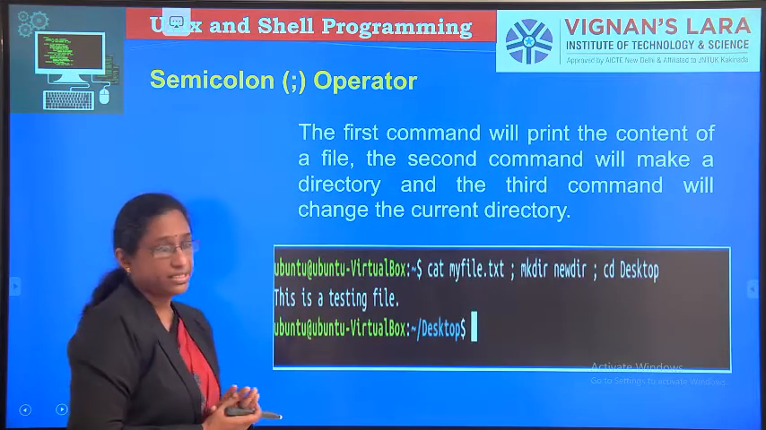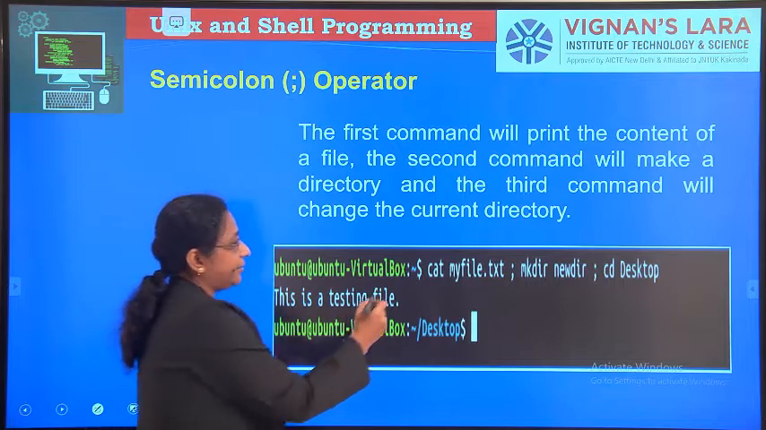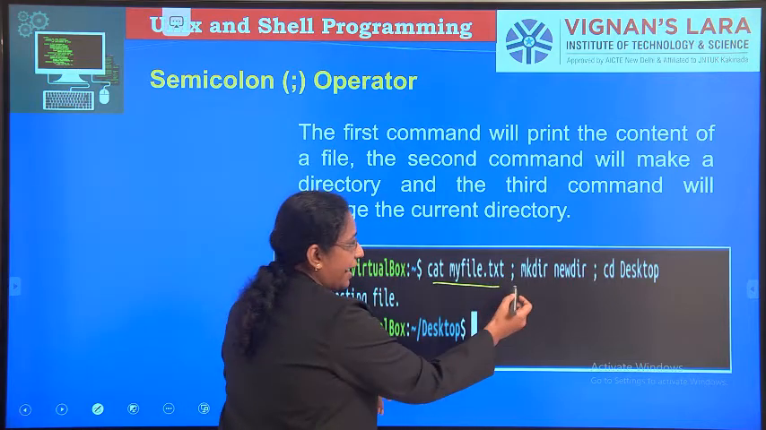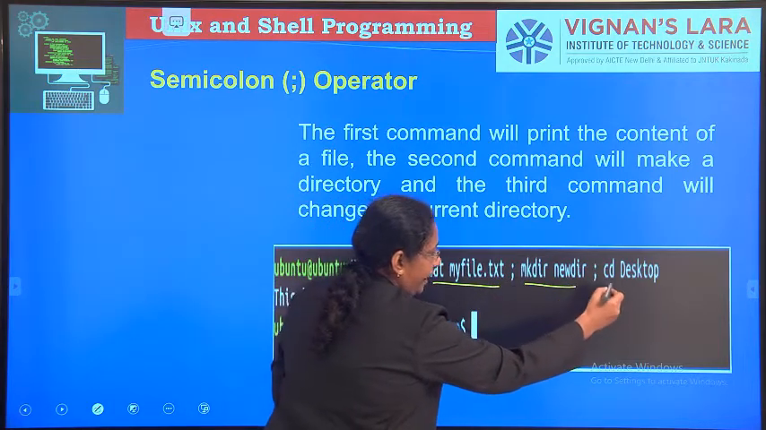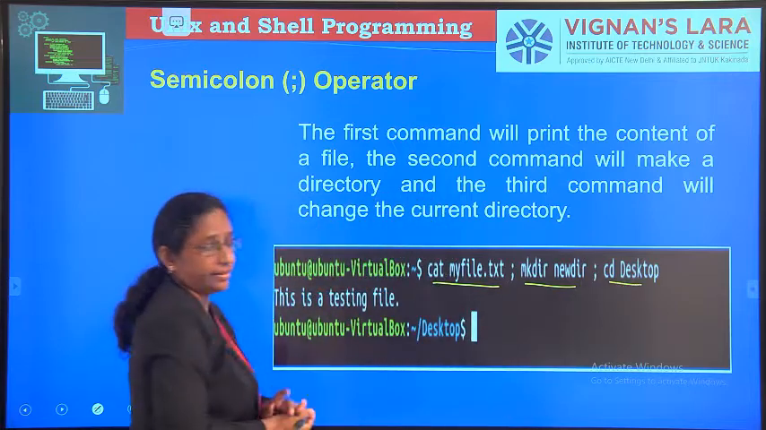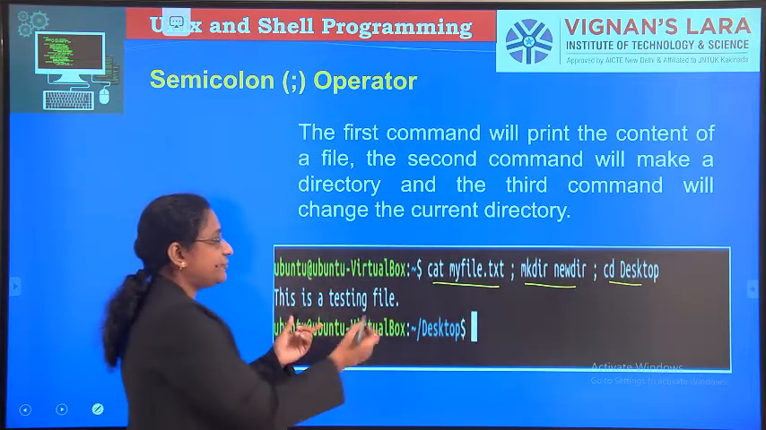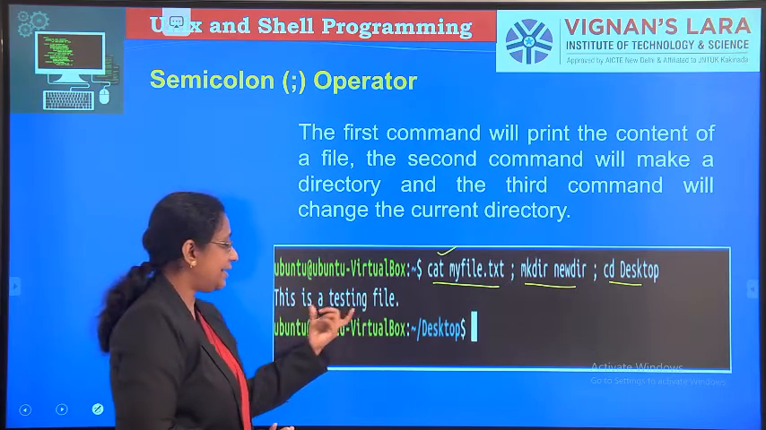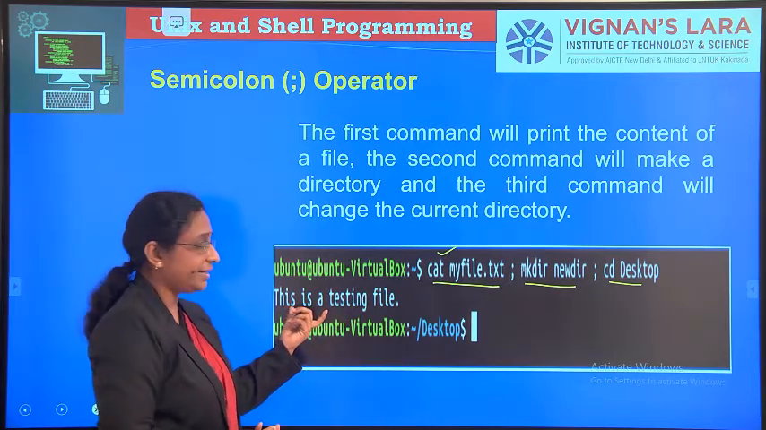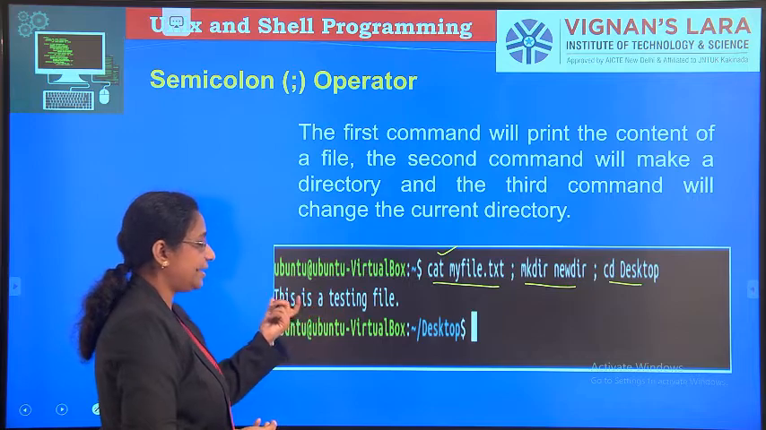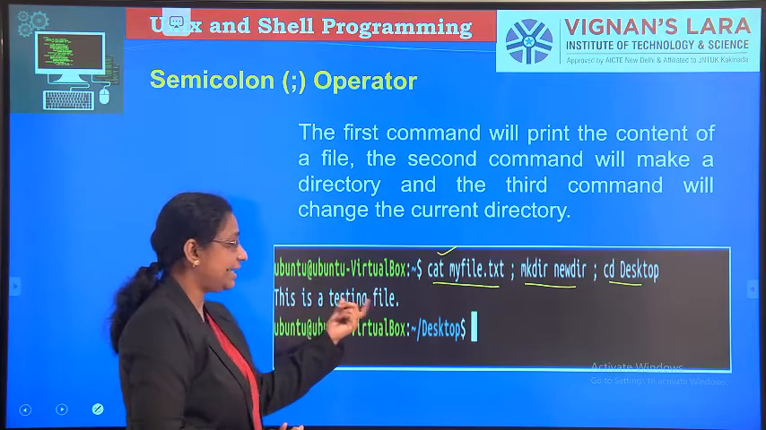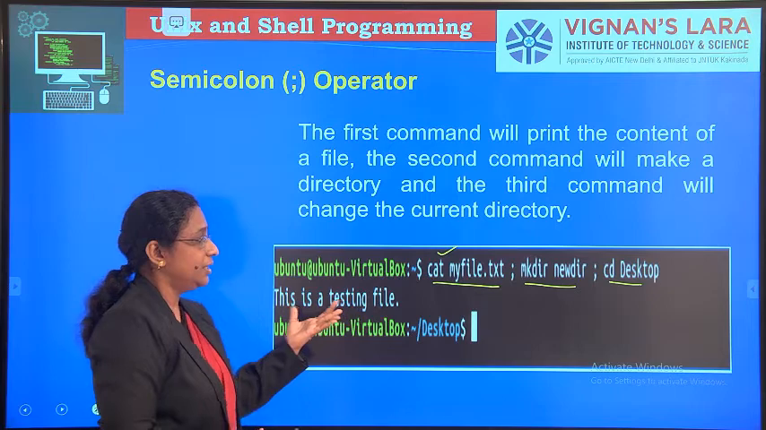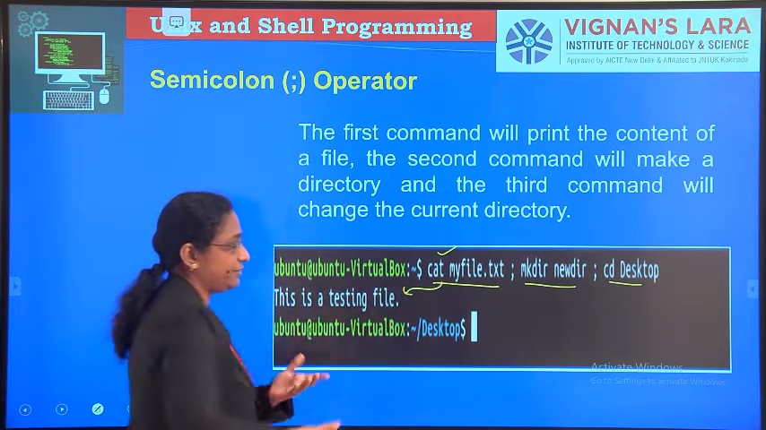This is the example: cat myfile.txt, then we create a directory, and then we move to another directory. Here the first command is successful and the contents of the file are displayed. The contents of the file are: this is a testing file. This is the output for this file.